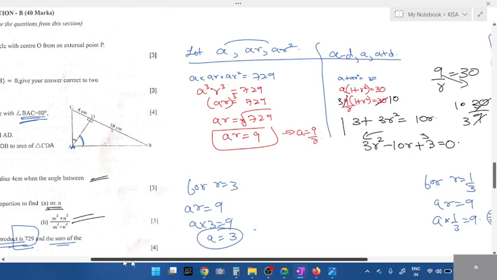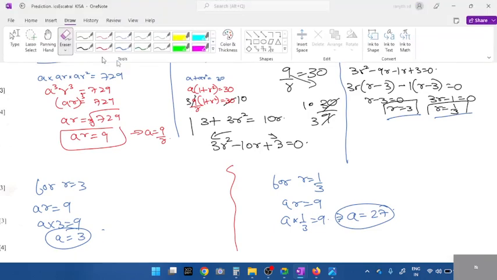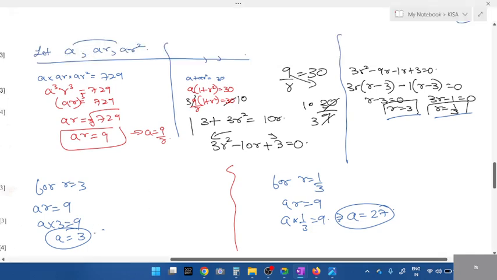We need to find those three numbers. Completed, all of you done? Okay, what are the three numbers to see? There are two scenarios given. Looking at the first scenario, A is equal to 3, R is equal to 3. What's the second scenario we got? A is equal to 27 and R is equal to 1 by 3. Is this clear?